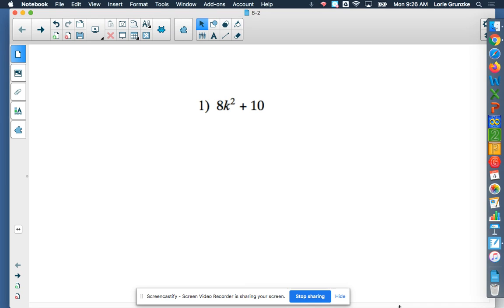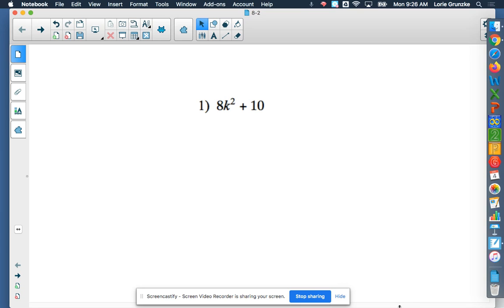If it confuses you, send us an email, Google Hangout with us, do something, connect with us so you know what you're doing. Okay, so we're kind of doing backwards distributive. Backwards distributive means you're taking something out of the terms and putting it back in front of the parentheses.